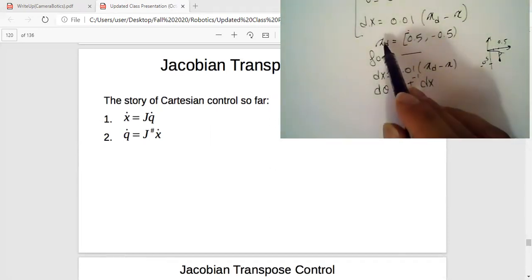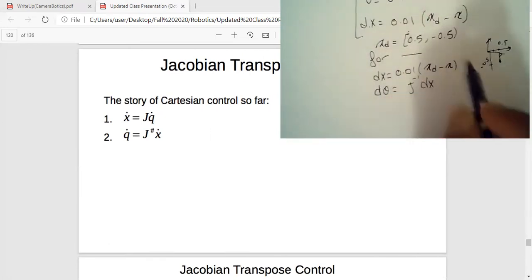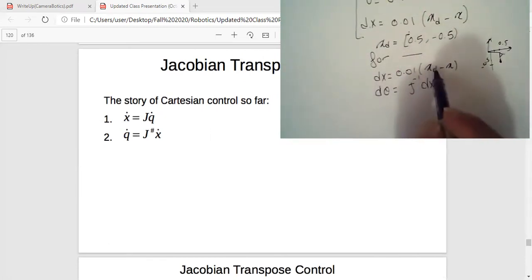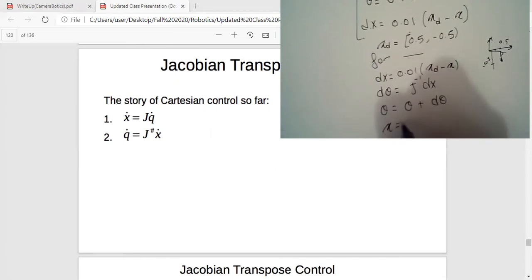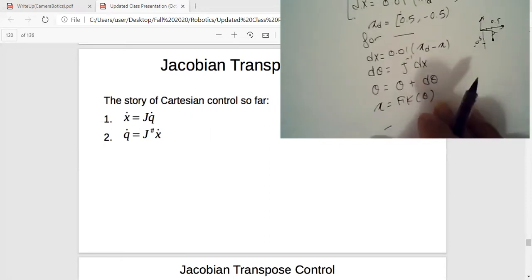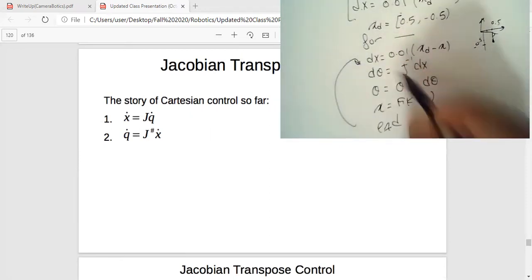So I have my x desired. We need to start with some initial values for thetas. From the initial values, we can get x. We know dx, we calculate d theta. Then from d theta, we can say theta is equal to the previous theta plus d theta. Once I have the theta, I can actually get x from the forward kinematics of theta, right? And then the loop will basically recycle. So let me just quickly do that. So the loop will actually come back here, right?